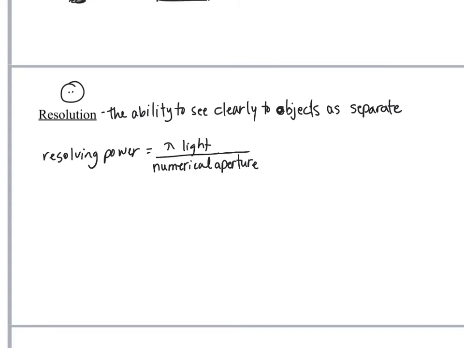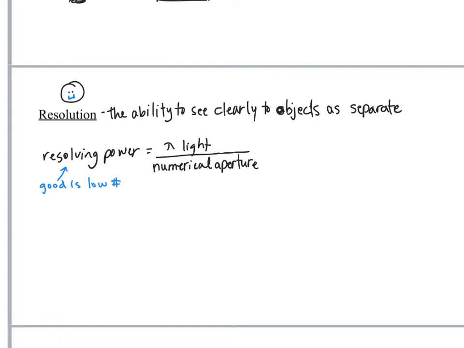The first thing to understand is that resolving power, good resolving power, is a low number, because this is actually the distance between two dots where we can still tell that they're separate dots. So if that distance is very small, that's great resolution. If those dots have to be really far apart to tell that they're separate, then that's not so good resolution.